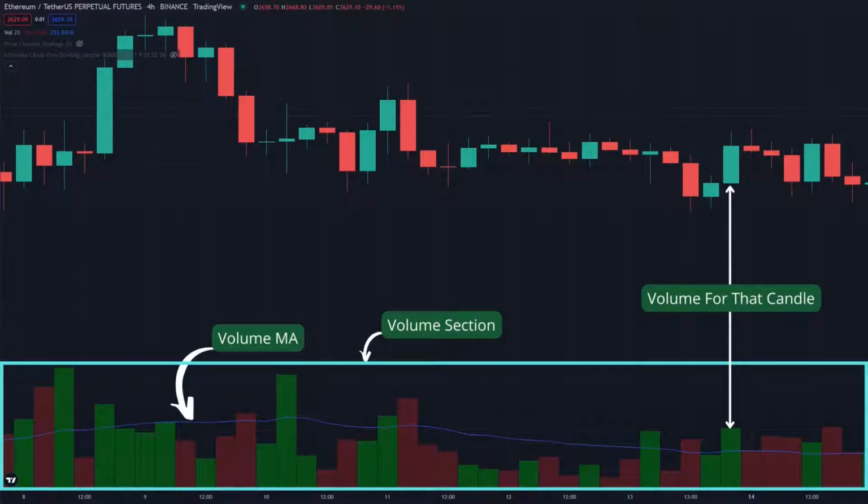Volume is the second component for the strategy, so before we go in depth about the strategy, we need to go over the volume section. As you can see, there are bars and lines in this section. Each bar corresponds to a candle that was formed above it. A volume color is green when the price increased, when the close is higher than the open, and red when the price decreased, when the close is lower than the open. The line corresponds to the moving average of the last 20 volumes.